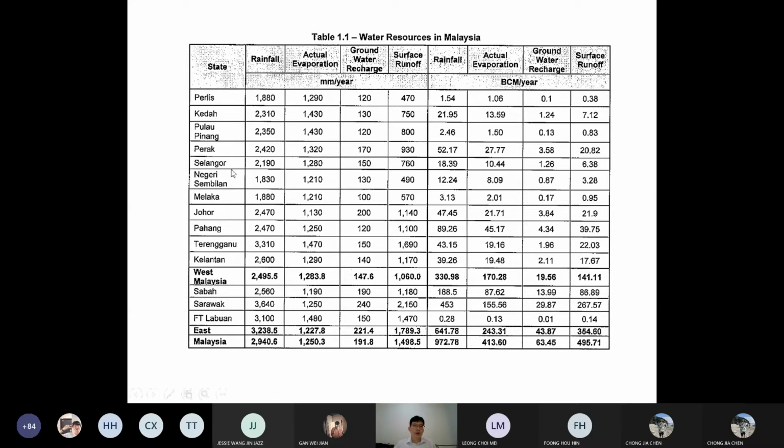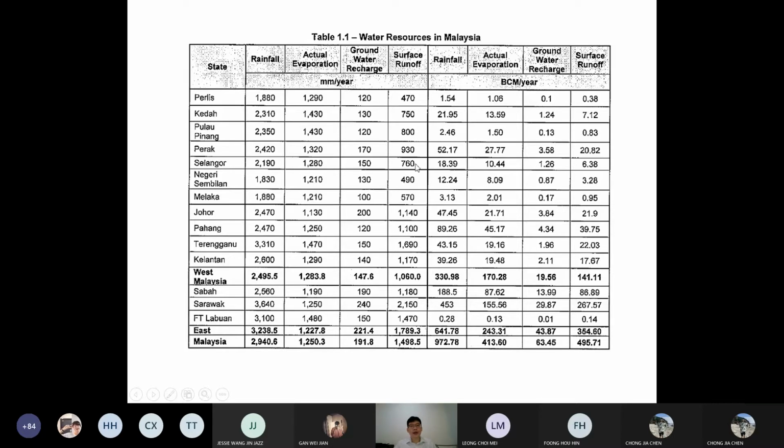We take the example of Selangor. You can see the rainfall of Selangor is 2190 mm. After you learned the lecture before, you know the rain gauge, and we have the rain stations. This data is accumulated from all the different rain gauges and rain stations. Then we know that's the total rainfall per year.